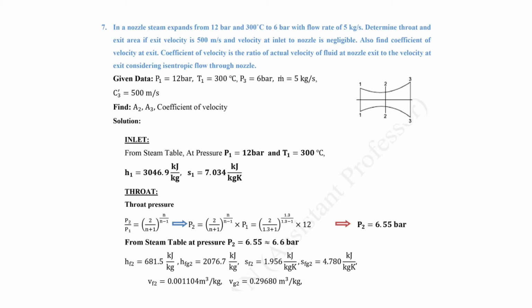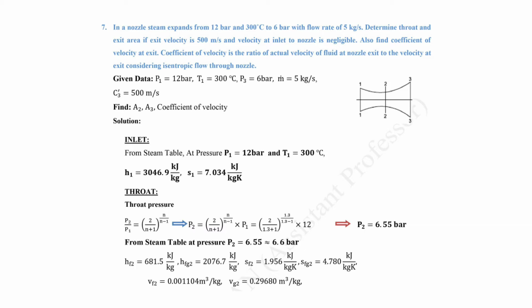A steam nozzle expands steam from 12 bar and 300 degrees Celsius to 6 bar with a flow rate of 5 kg per second. Determine the throat and exit area if the exit velocity is 500 meter per second and the velocity at the inlet to the nozzle is negligible. Also find the coefficient of velocity at exit.